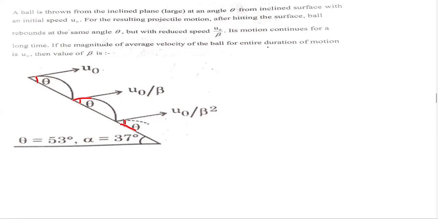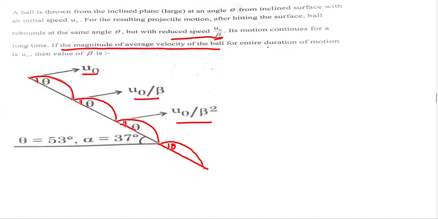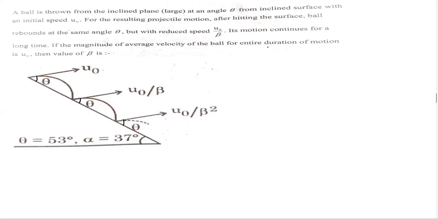Fine. So it's going to move like this, in a parabolic path. Then again you check that the angle of rebound will be the same. After the second rebound, again the angle of contact will be the same. Again it will continue like this. This is a condition given, but with reduced speed: u0 initial projection, then u0 by beta, u0 by beta square, and it continues. So it's asking to get the magnitude of average velocity of the ball for the entire duration of motion, in terms of u0. We have to express it.